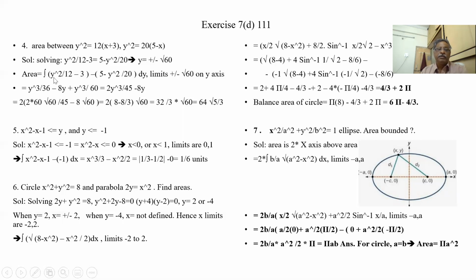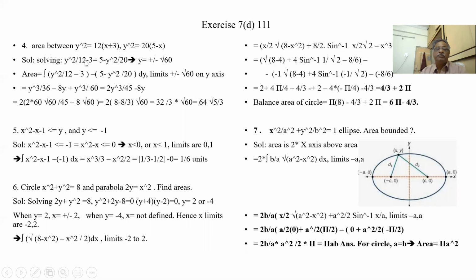So let us see. I am solving for y here. What is x here? x is equal to y square by 12 minus 3. Here what is x? x is equal to 5 minus y square by 20.